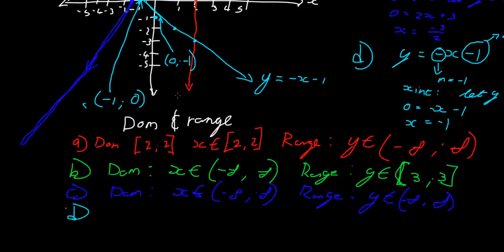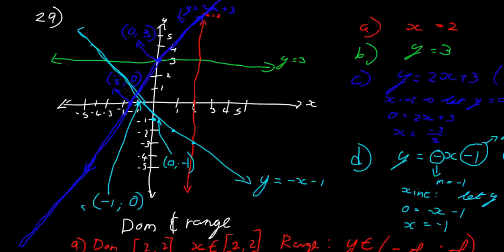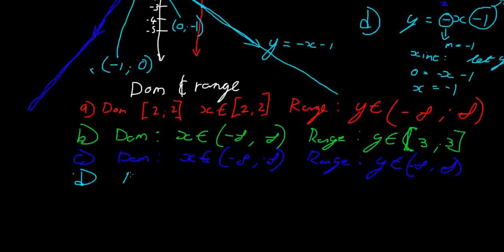Okay. We look at line D. Look at the x points for the domain. If we follow the line, x keeps increasing. It goes all the way to negative infinity. And if we go here, x also keeps increasing, so it's all the way to positive infinity. So the domain, x is an element from negative infinity to infinity.